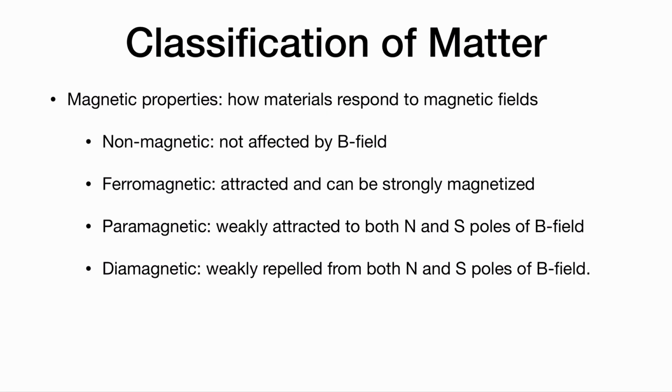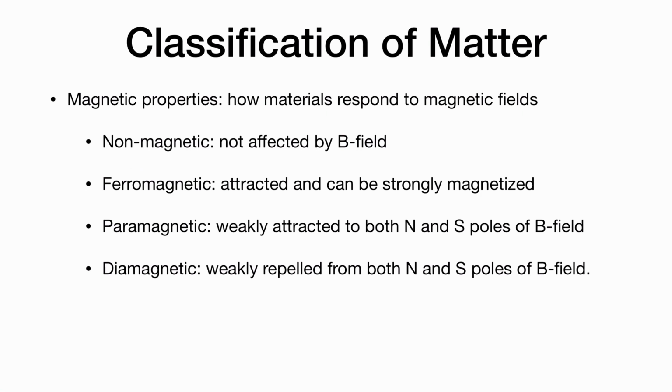These are the ones that, when you put a magnet close to them, they're strongly drawn to the magnet. So that's an example of a ferromagnetic substance. It strongly responds to external magnetic stimuli.